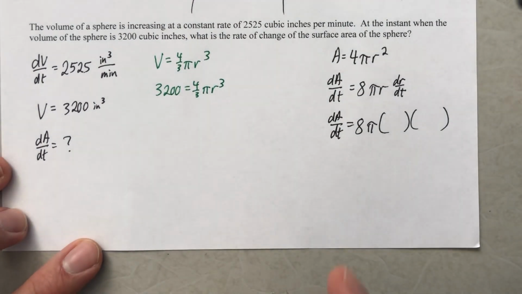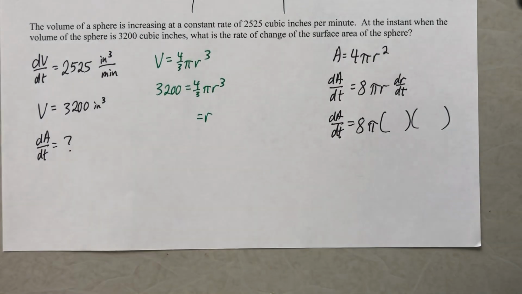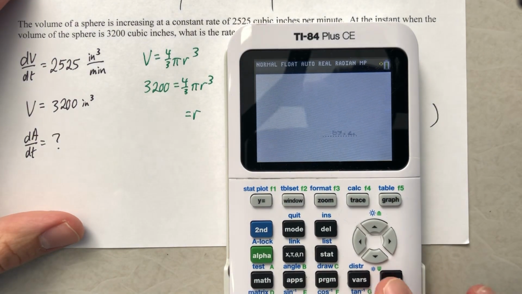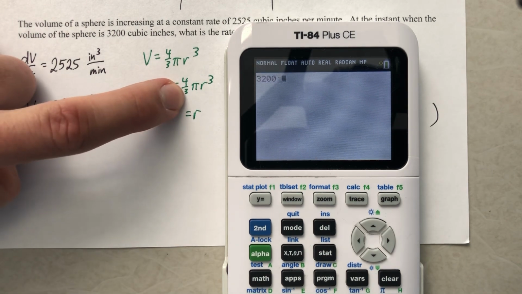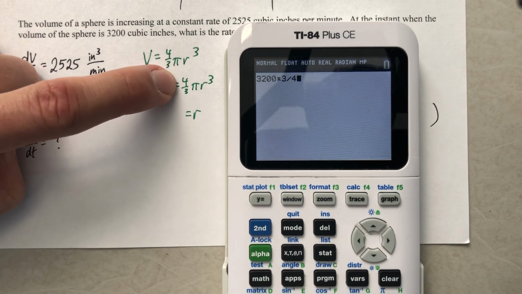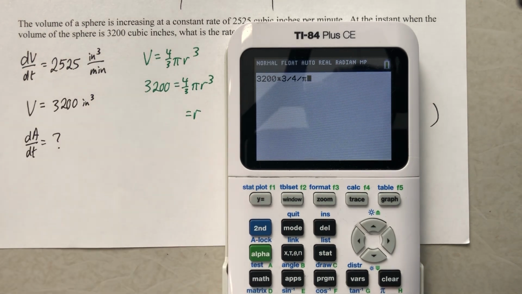Let's solve this thing for r. I'm going to jump straight to r, actually, and we're going to do a lot of this in our calculator, so be careful. All right, 3,200 would be multiplied by 3, divided by 4, divided by pi, and then cube rooted. I'm going to just raise it to the 1/3 power. That's the same thing as cube rooting. You can go to the math menu and retrieve the cube root if you like.